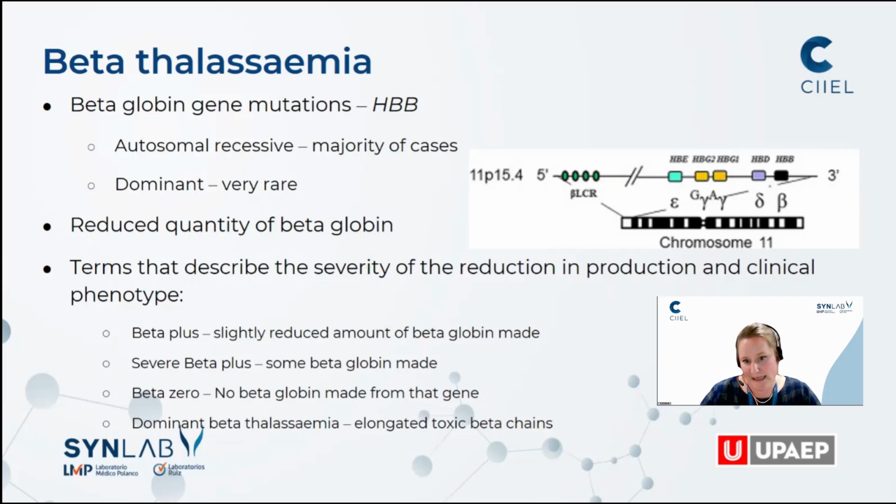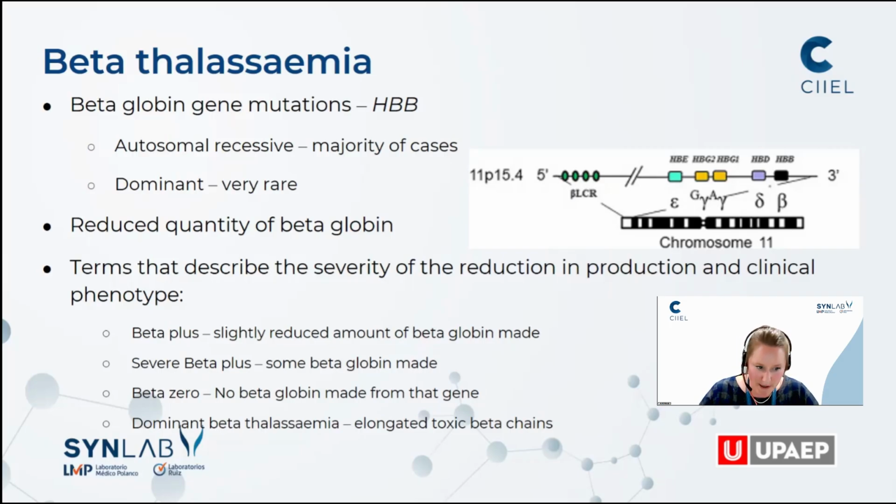Now, beta thalassemia is described as a reduced quantity of beta globin disorder, where you don't produce enough. So the level of reduction is directly in proportion to the severity of the disorder. There are several terms that we have that describe the severity of this reduction and the resulting clinical phenotype.